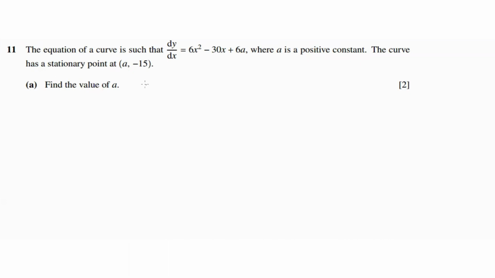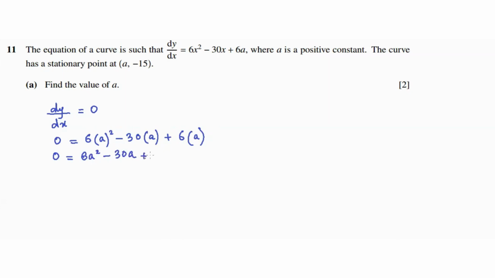If it has a stationary point at this coordinate, that means dy by dx at this point would equal 0, which means 0 equals 6 times a squared minus 30 times a plus 6 times a. Now your entire equation is in terms of a instead of x. Let's factorize this. 6 and 30 are both divisible by 6, so it becomes a squared minus 5a plus a.